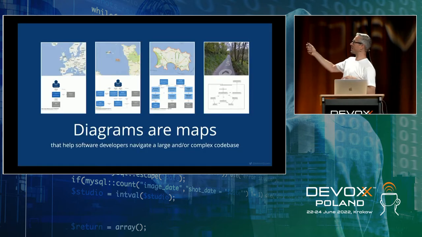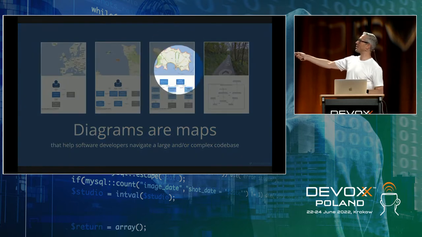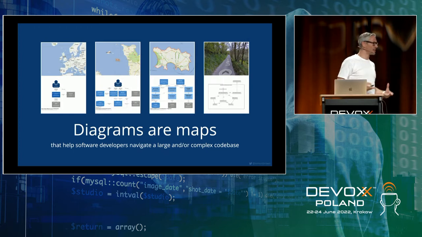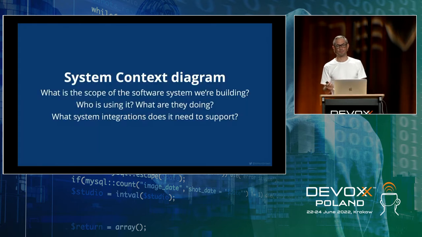So I live in Jersey in the Channel Islands, and if you do a search for Jersey on Google Maps, you'll get that picture by default. This is great if you want to know what's inside Jersey and where the airport is, but if you've never heard of Jersey, it's completely pointless. It's too much information too quickly. So how do we fix this? We zoom out to get some context. On the flip side, we can zoom in to get more detail. That's the concept that we're looking at here.